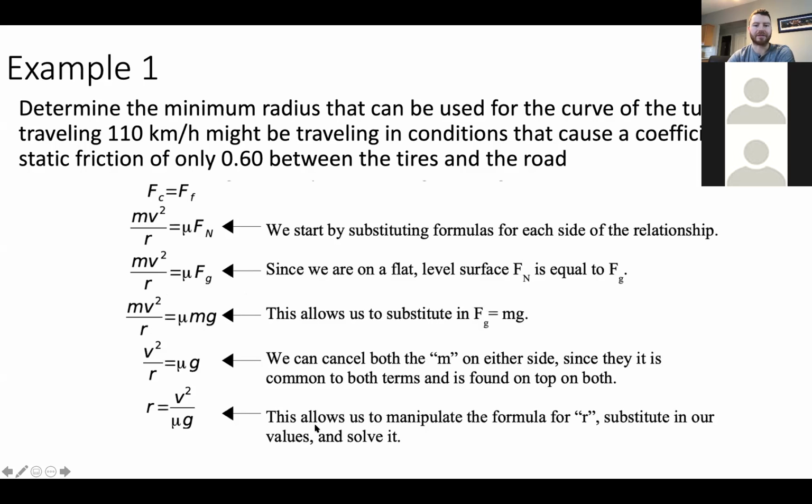And then we will be left with, trying to find the radius of this curve. So that is equal to velocity squared over the coefficient of friction multiplied by the acceleration due to gravity. Okay, and we will use this to solve this question in the next video.